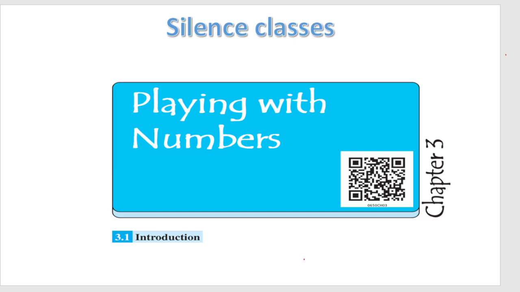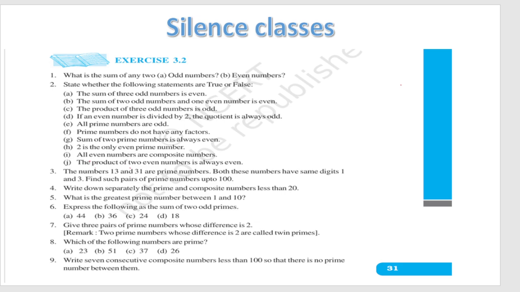Let's continue with chapter number 3, Playing with Numbers, question number 4 of exercise 3.1. What is the question saying, guys? Question number 4: write down separately the prime and the composite numbers less than 20. It means I have to find the prime numbers and the composite numbers separately. So what we have to do is make a column of prime numbers and composite numbers.